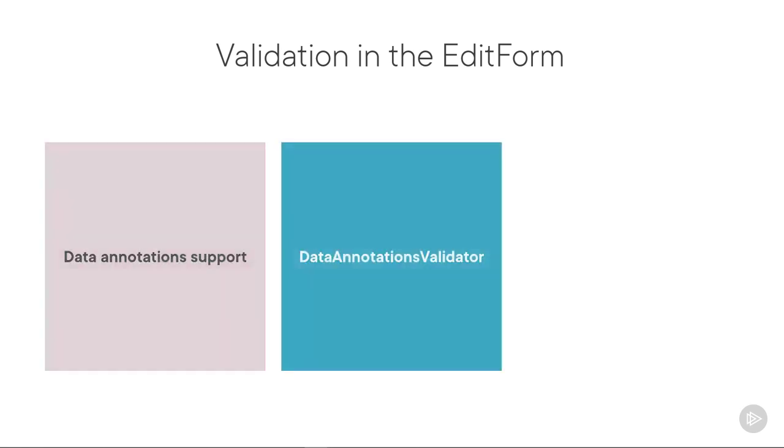Next, Blazor comes with the data annotations validator, a component, of course, which is used to bring support for validations based on data annotations. We'll simply need to add that into our edit form. As said, if you want to do another type of validation, you'll need to write custom validation here.